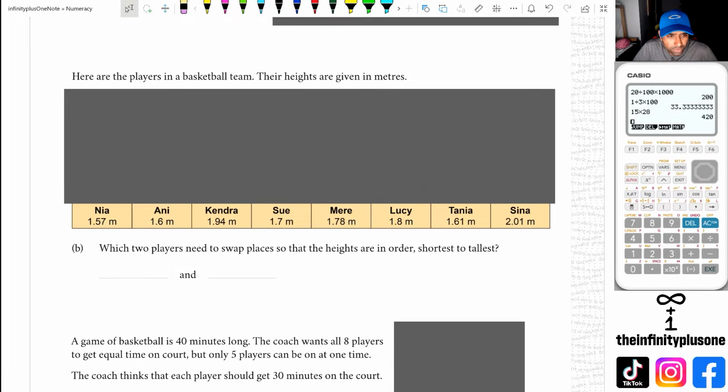Looking at this, we've got 1.57, 1.6, 1.94. So definitely Kendra's got to move here, and definitely Tanya has got to move there. And I think if we move Tanya to 1.61, Tanya could actually come to where Kendra is, and Kendra could go to where Tanya is. And that's because of the decimal numbers.